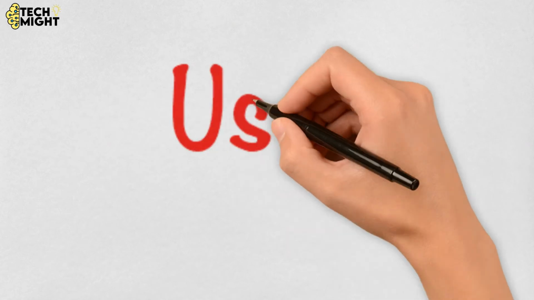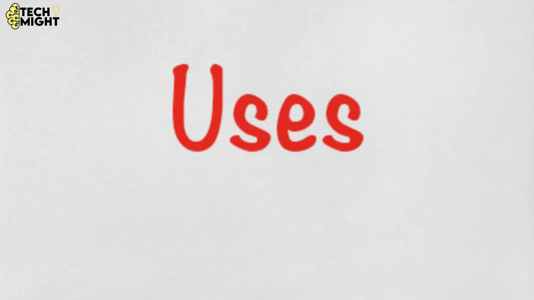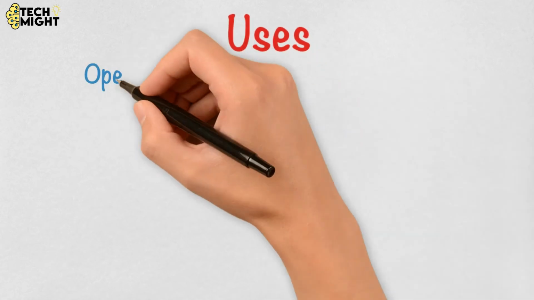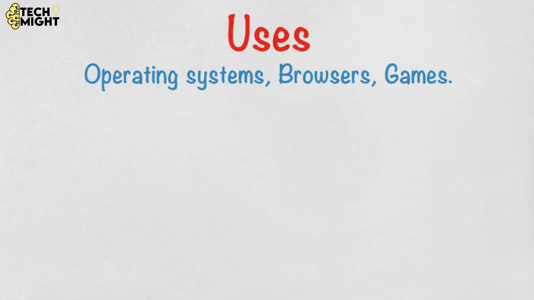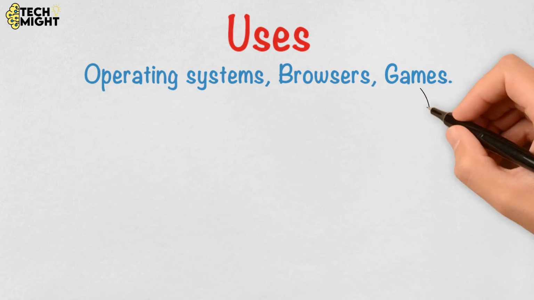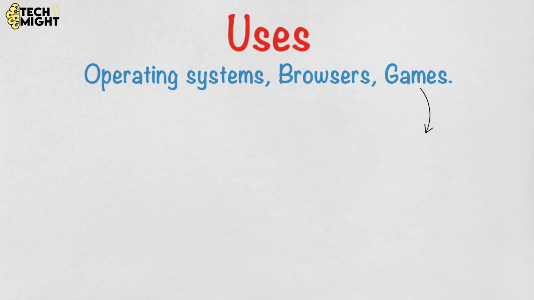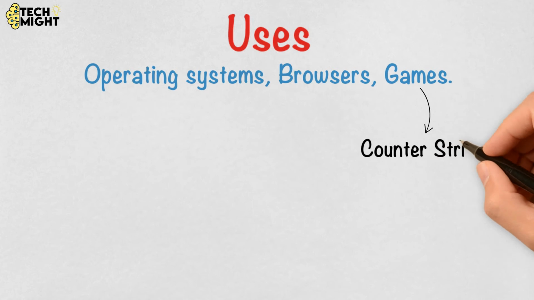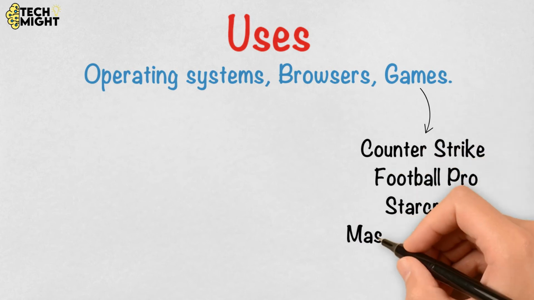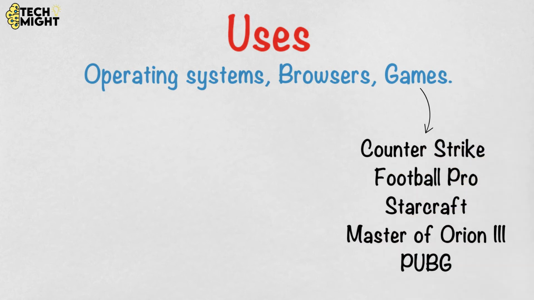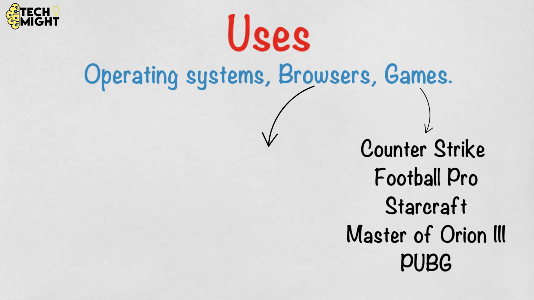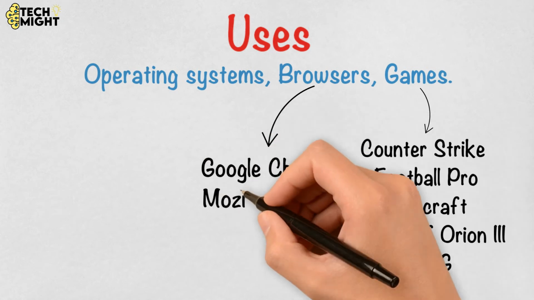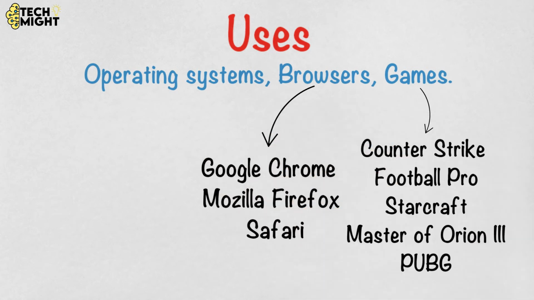Let me tell you about the uses of C++. C++ is used to develop operating systems, browsers, games, graphical user interfaces and so on. Some popular games which are built using C++ are Counter-Strike, Football Pro, StarCraft, Master of Orion 3, and even PUBG. Almost all the popular browsers are built using C++, like Google Chrome, Mozilla Firefox, and Safari.